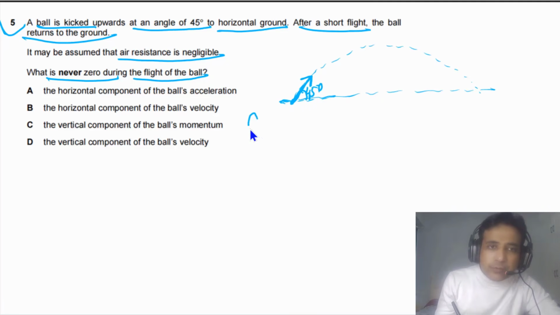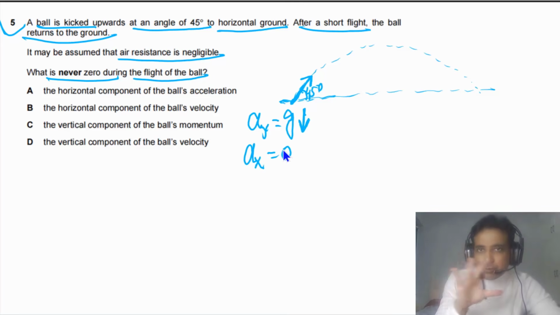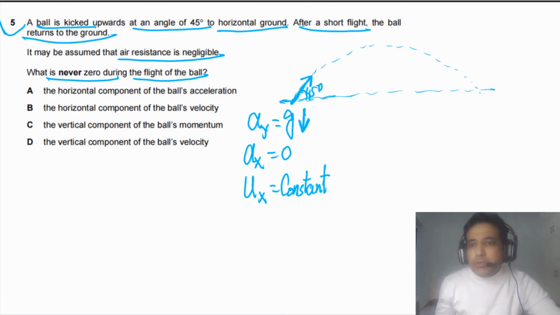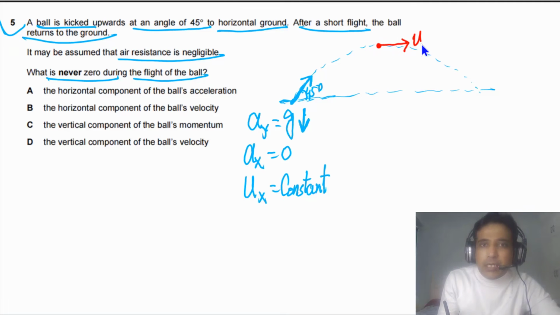Now we need to look at acceleration first. Acceleration along the vertical is equal to g, and the direction of acceleration along the vertical is always vertically downwards. And the acceleration along x is equal to 0 because there is no force along the horizontal. The horizontal component of velocity will always stay constant throughout this journey. So we can say ux is constant because there is no net force acting along the horizontal. So ux at this point has the same value as at the initial point. If the velocity is v, then ux will be equal to v.